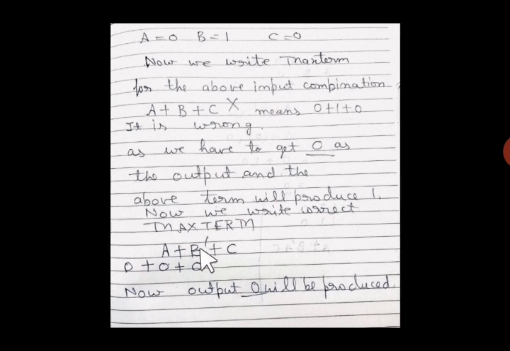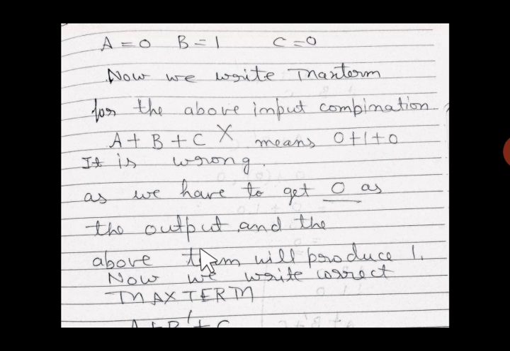So here you can see the example. We have to write the max term for this combination where A is 0, B is 1 and C is 0. Now we write the max term for the above input combination. If we write A plus B plus C, that will be wrong. This is not right, this is wrong. Okay, it means 0 plus 1 plus 0.